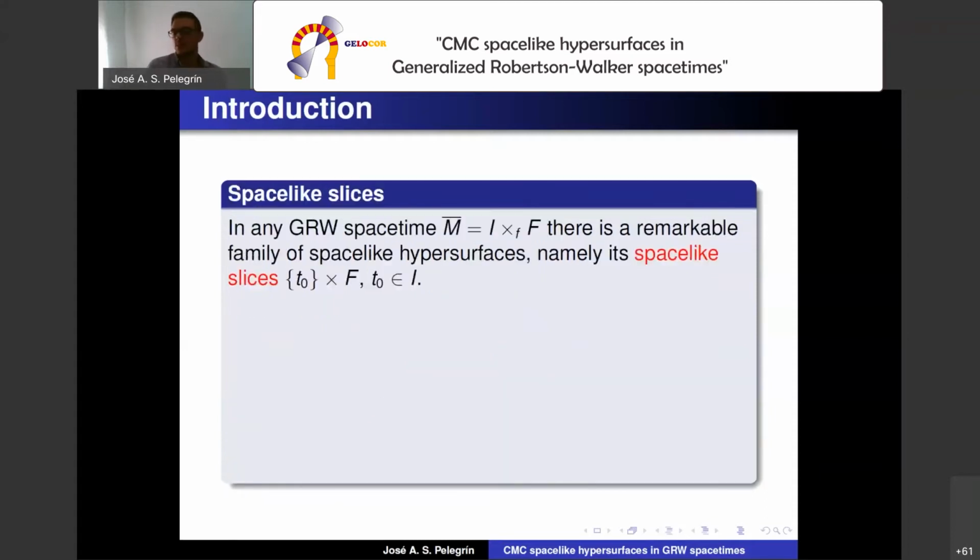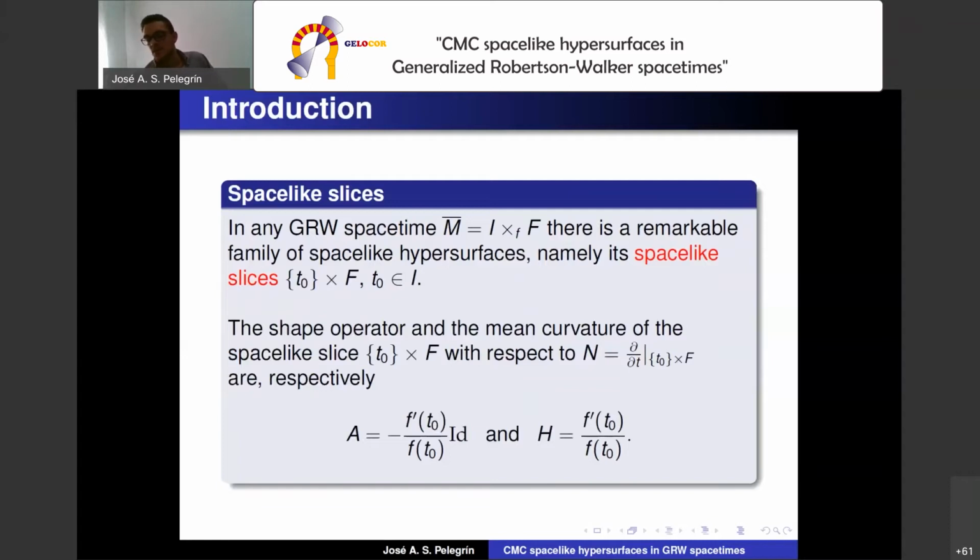So among all the CMC space-like hypersurfaces in these ambient spacetimes, there is of course a remarkable family, which are known as the space-like slices, which are just the fibers at different moments of time. These space-like slices constitute a foliation of the spacetime, and they are totally umbilic. We have here their shape operator, and their constant mean curvature is given by this Hubble function. And since the space-like slices are the rest spaces of the co-moving observers, which are the integral curves of this vector field partial t, here we see how the sign of the derivative of the warping function is telling us whether these co-moving observers measure an expansion or contraction of the universe.